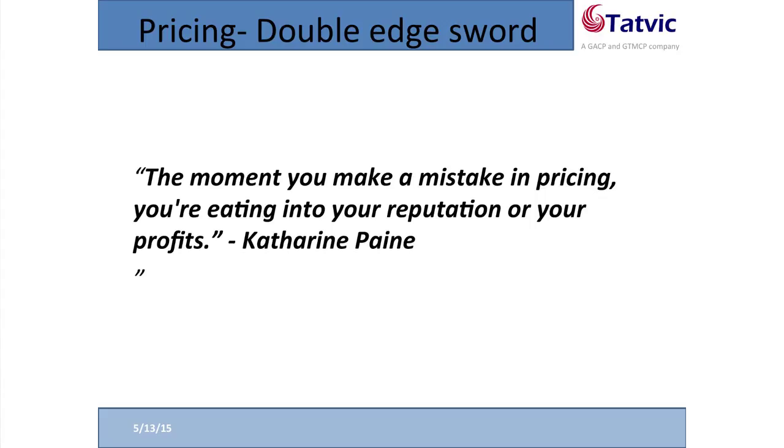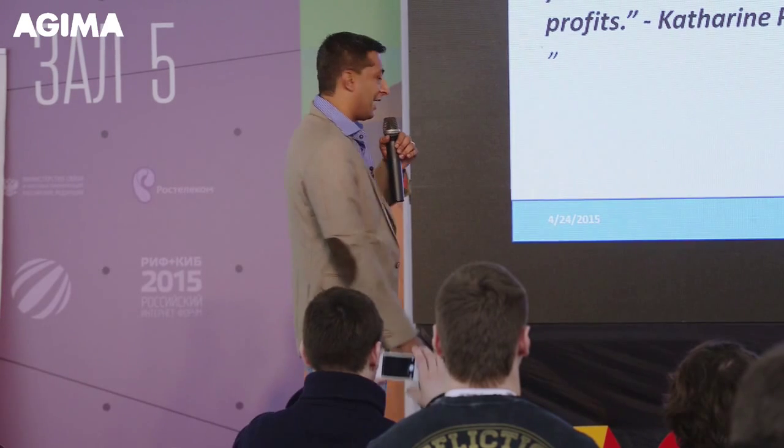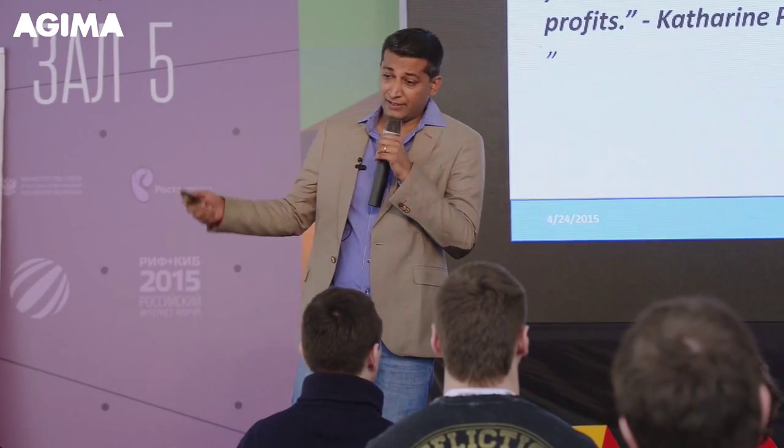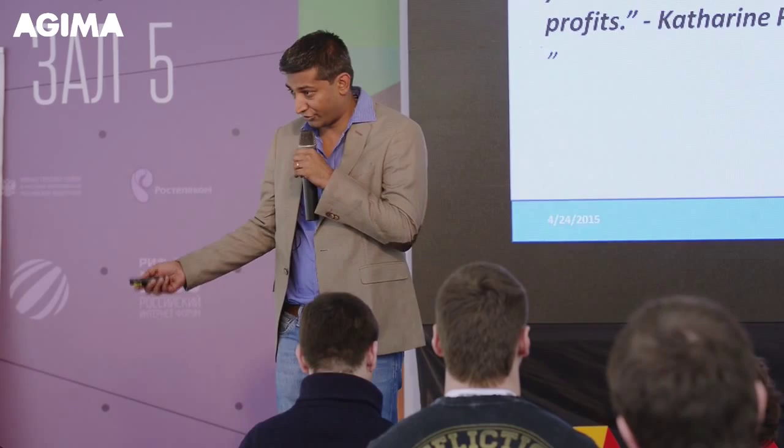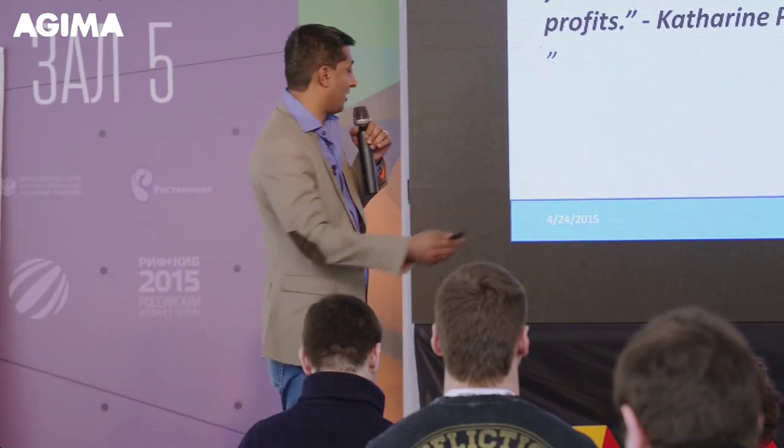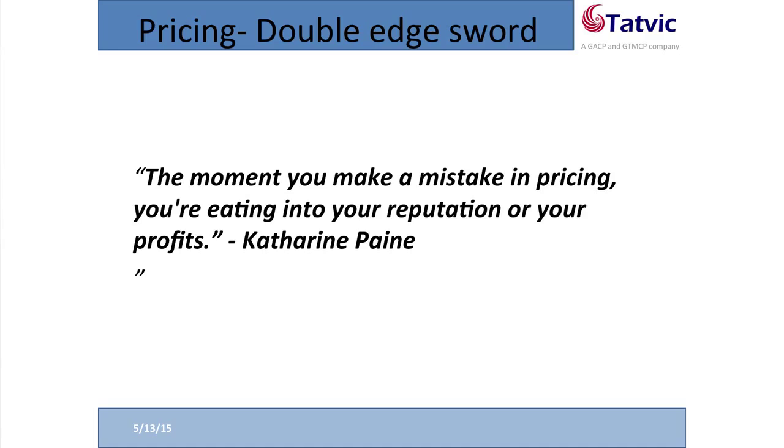Pricing is a double-edged sword, actually. If you make a mistake in pricing, either you're eating into your profit, so your consumers may be willing to pay more for your products, but you are not charging them, or you're charging less and you're eroding your reputation. So it's a double-edged sword. That's why it's very important to do pricing very thoroughly, very slowly, and methodically.